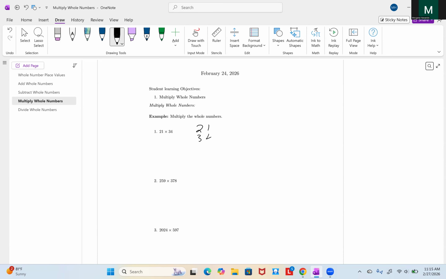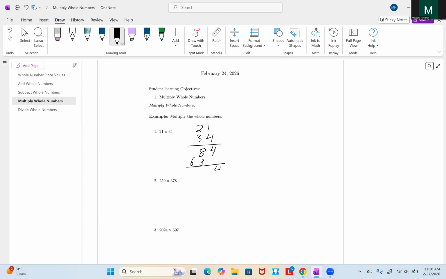So we start multiplying from the rightmost digits. So 4 times 1 is 4. We put it here. 4 times 2 is 8. Now we move on to the tens place digit 3. And when we multiply 3 times 1, the result, we put it below the 8. Okay. And then 3 times 2 is 6.